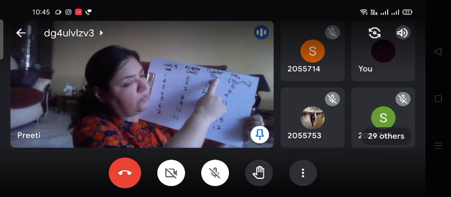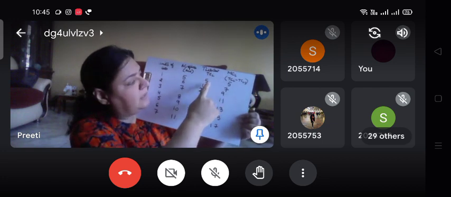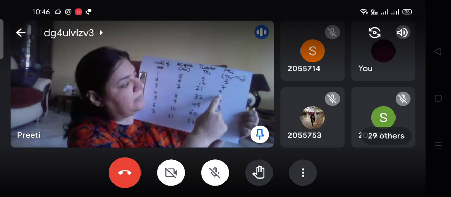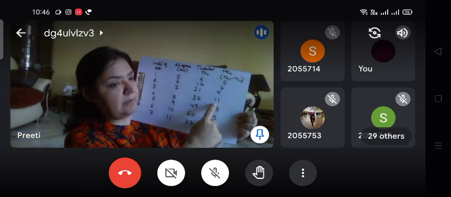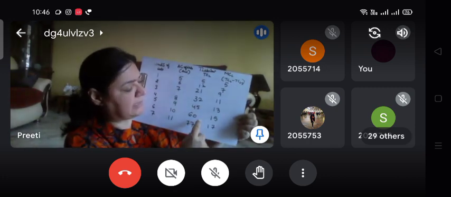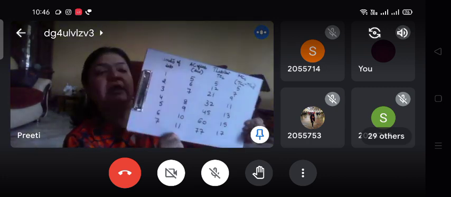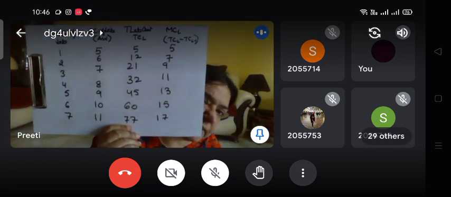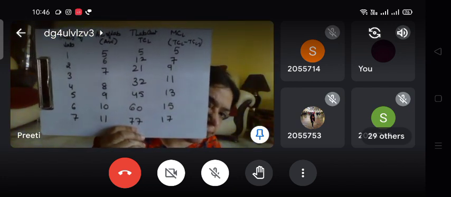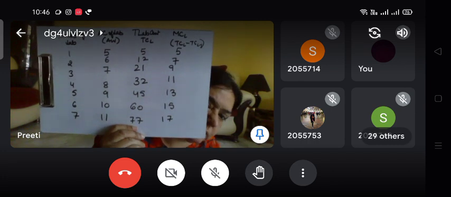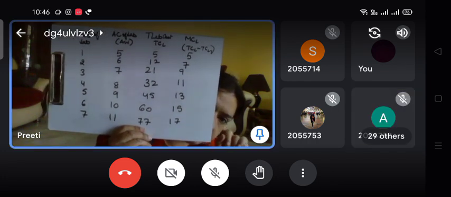It is going to be TCL of L minus TCL of L minus 1. So 5 is written as it is. 12 minus 5 is 7. 21 minus 12 is 9. 32 minus 21 is 11. 45 minus 32 is 13. 60 minus 45 is 15. And 77 minus 60 is 17. This is how I am going to calculate my marginal cost of labor. Is that clear to all of us? Yes, ma'am.